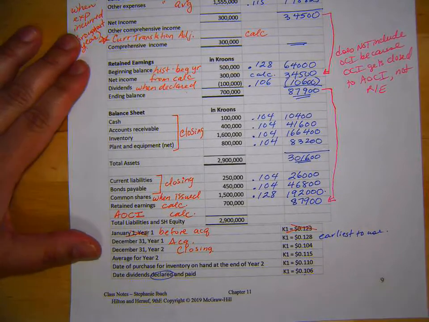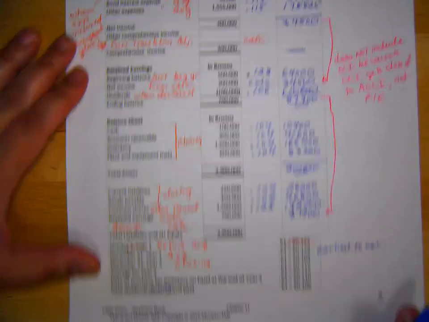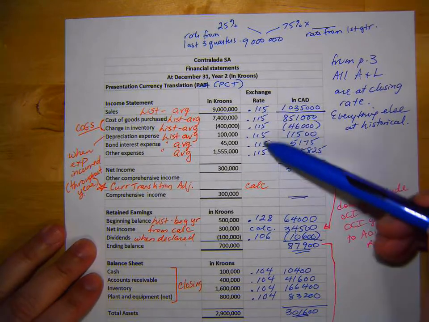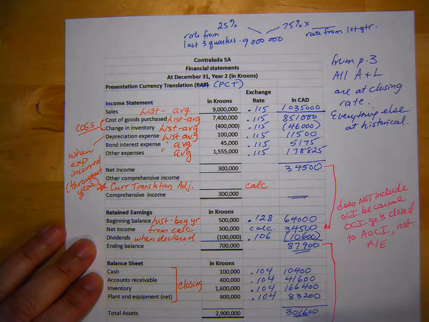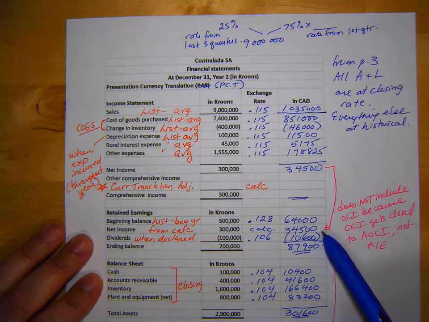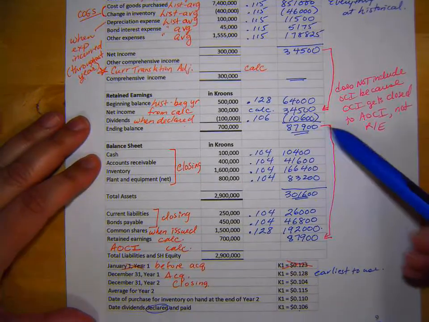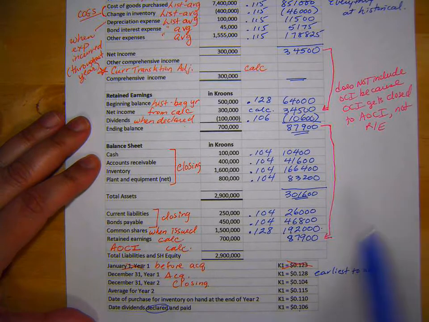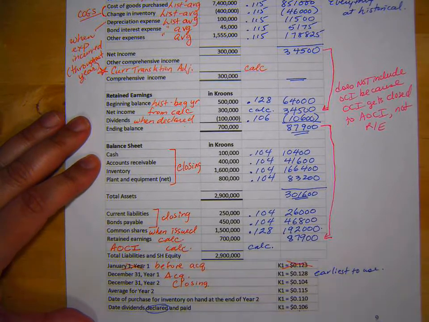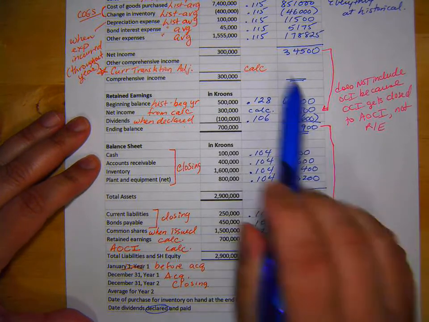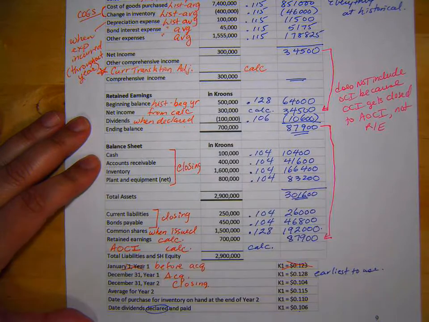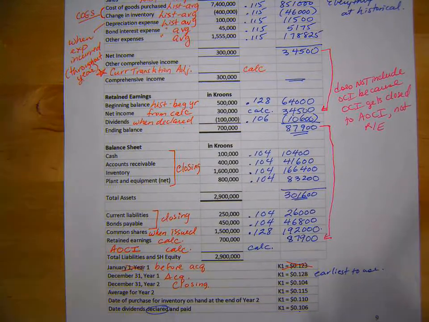Okay, welcome back. We left off on page 9. We had just done, for PCT, all the exchange rates and their calculations, showed how net income goes to the statement of earnings, and then ending retained earnings goes here. We're still missing a calculation here for AOCI, and we're missing the foreign exchange or currency translation adjustment calculation here.